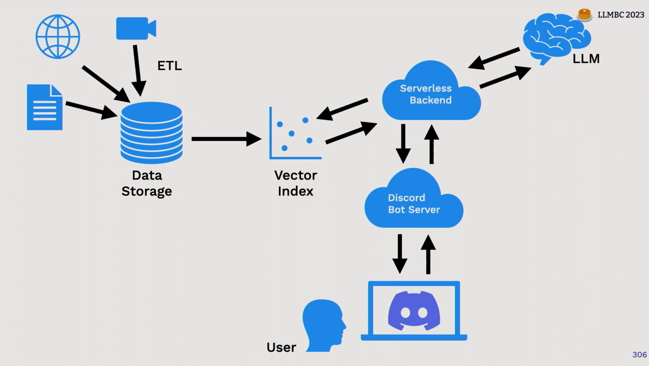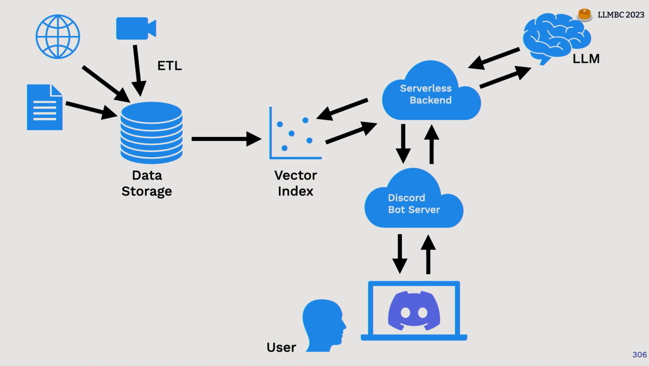And so the first thing that we're going to need to do is take all of that raw information and store it somewhere in a format where we'll be able to do stuff with it later. And so we'll run an ETL process on that raw data to put it in data storage. Then once we have the raw data, we're going to need to embed each of those data points and store them in a vector index.